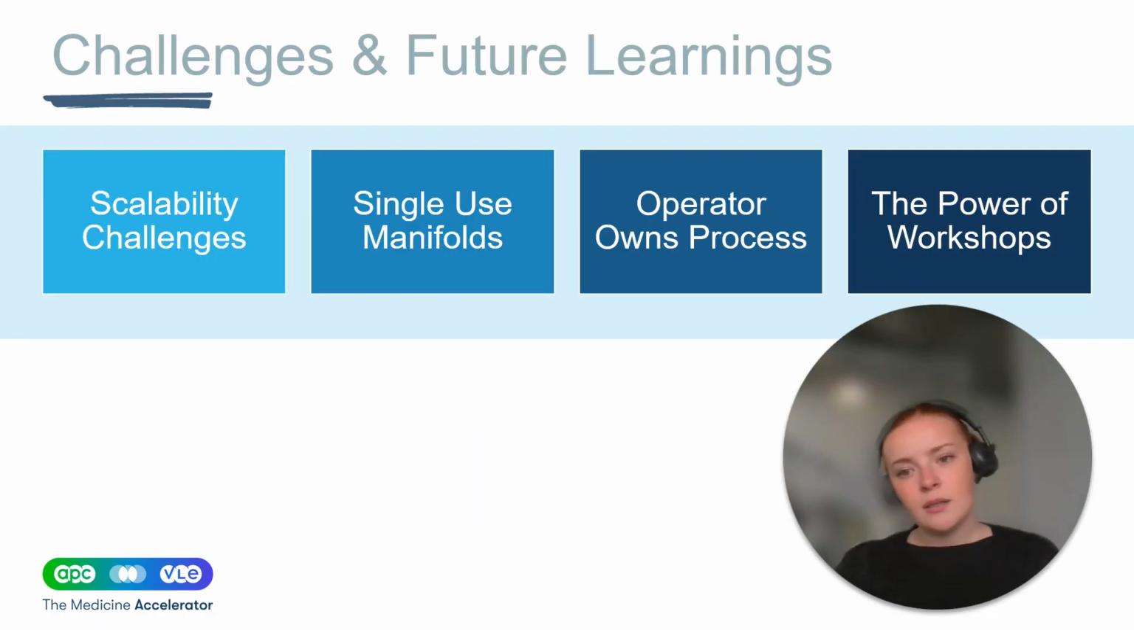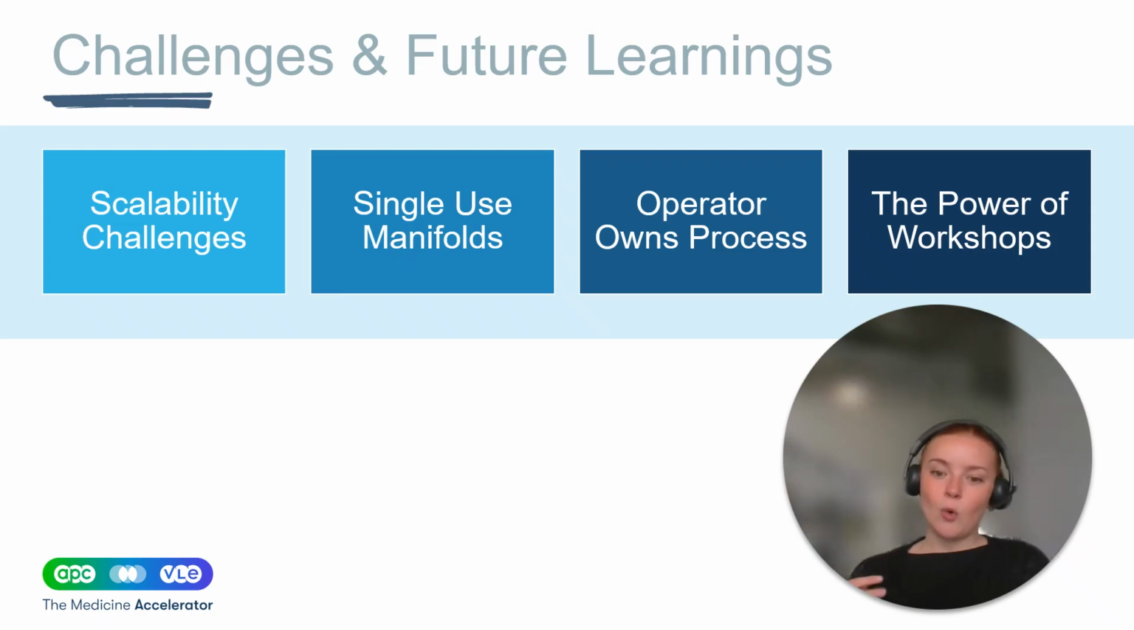Some challenges and future learnings for this. Scalability challenges. Although we had a very positive scale-up experience, there were still some things we maybe missed. When you're doing something at 3 liters versus 250 liters, there are always going to be differences. For example, cell settling in the 3 liter to do a media exchange is a very different process at 250 liters, and anticipating the time changes and how that affects the cells and the stability of our process was very important.